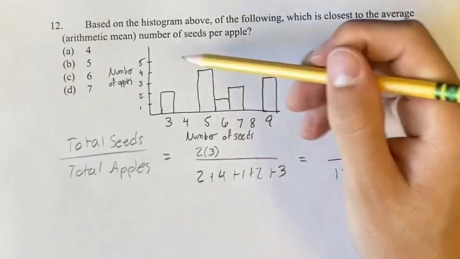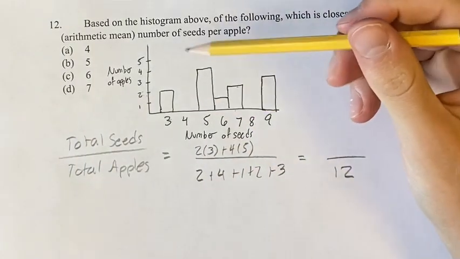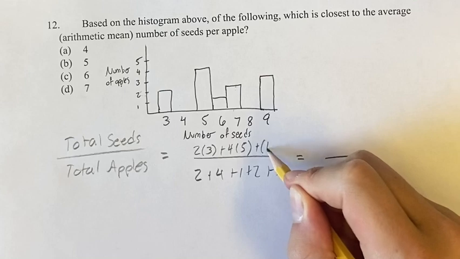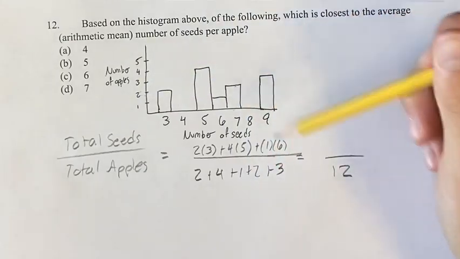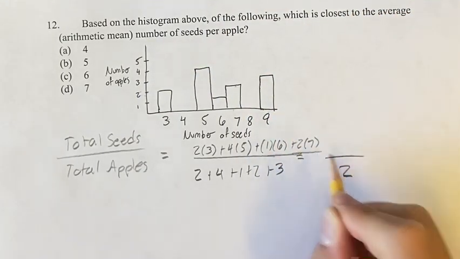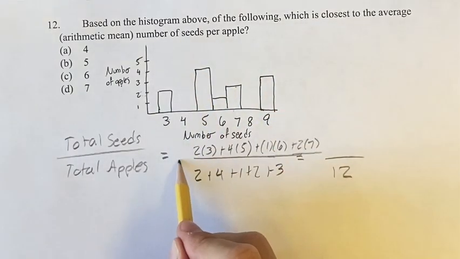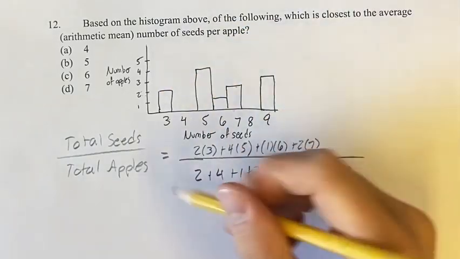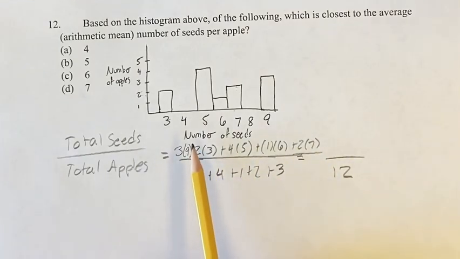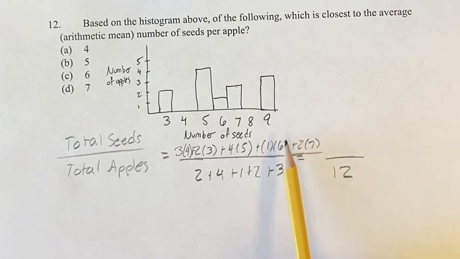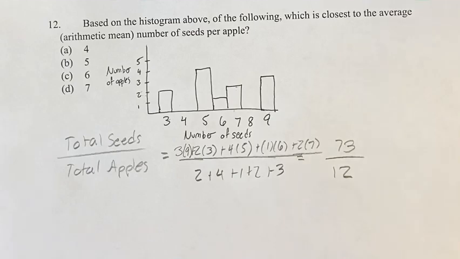For apples with 5 seeds, there's 4 apples with 5 seeds each, so we have 4 times 5. We have 1 apple with 6 seeds, so that's 1 times 6. We have 2 apples with 7, so there's going to be 2 times 7 seeds between them. 0 with 8 is going to give us 0, and then I'll write it over here so we don't run out of room. There are 3 apples with 9 in them, which is going to give us 3 times 9 more seeds. So this is going to give us 27 plus 6 plus 20 plus 6 plus 14. If you add those all up, we have 73 total seeds between these 12 apples.